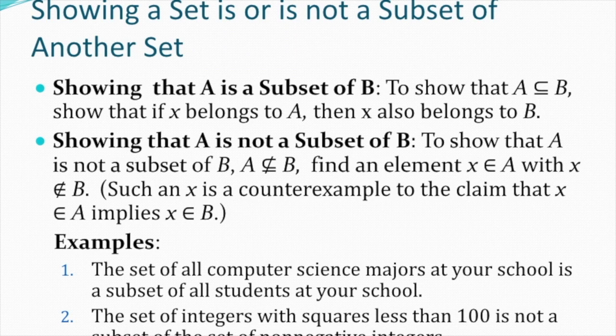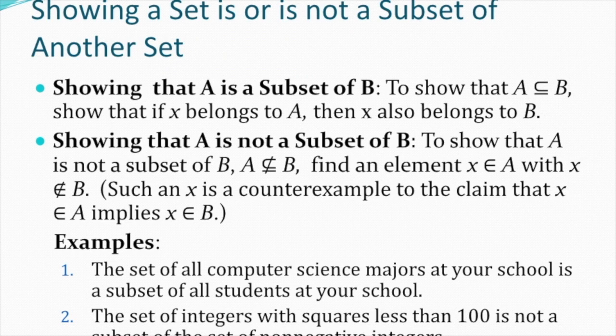You could show that a set is a subset of another set by saying A is a subset of B: you need to show that every X which belongs to A also belongs to B. Now, to show that A is not a subset of B, you can do that when you find one element in A where the same element does not exist in B.